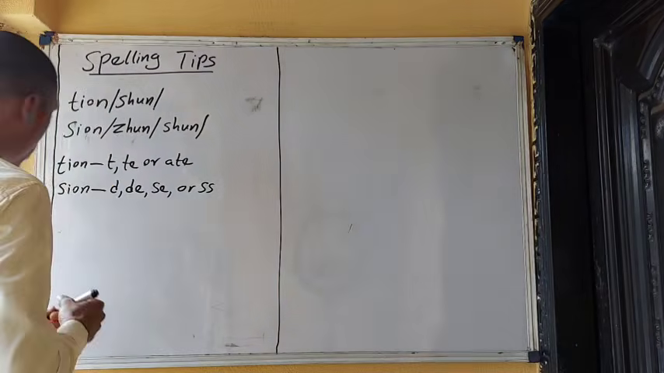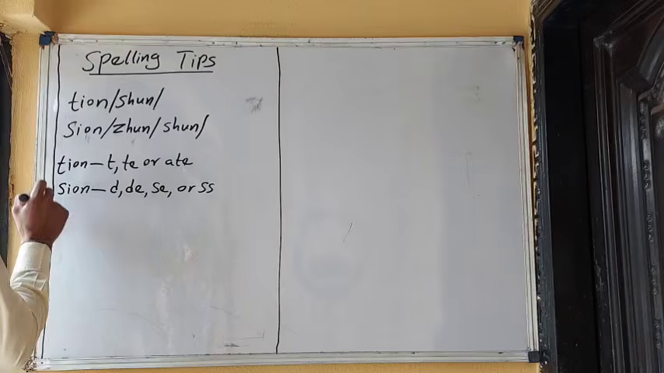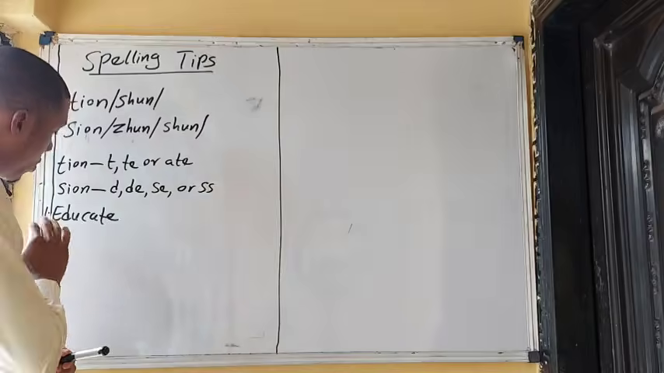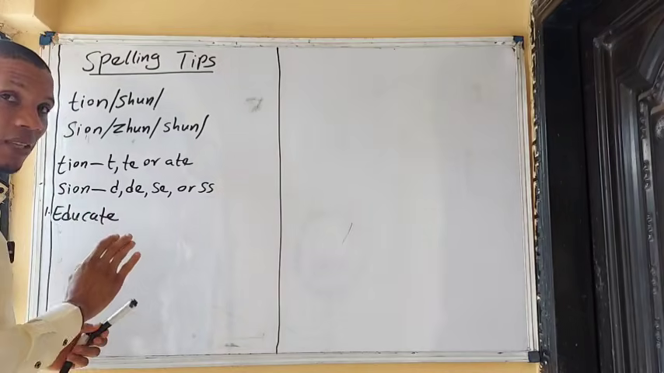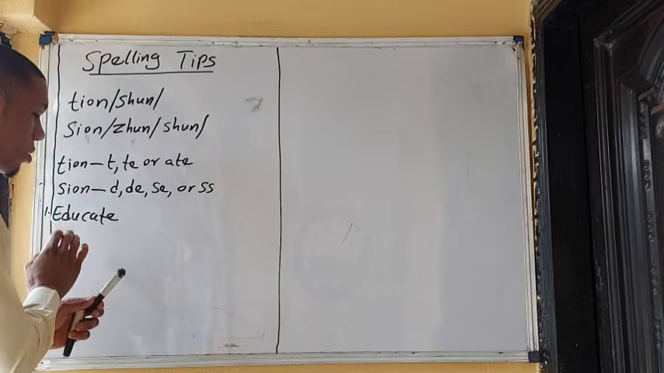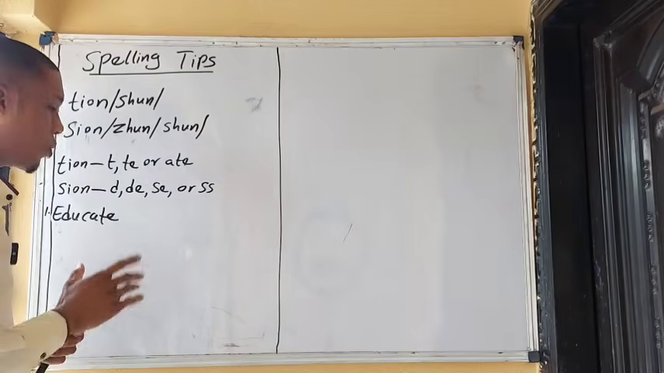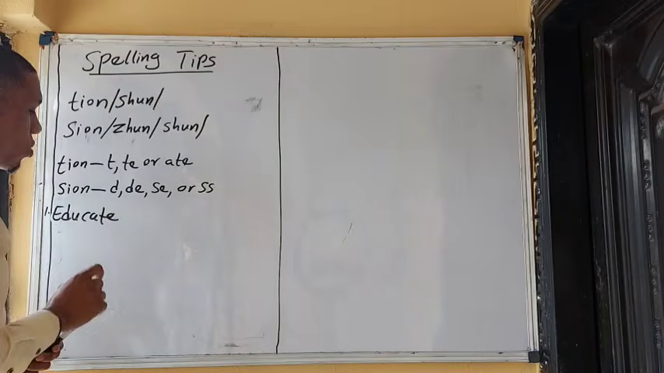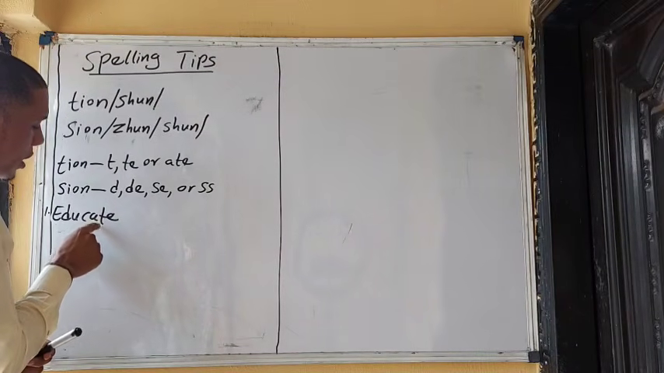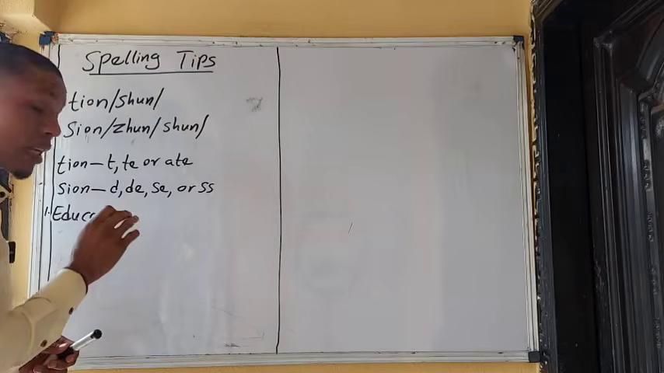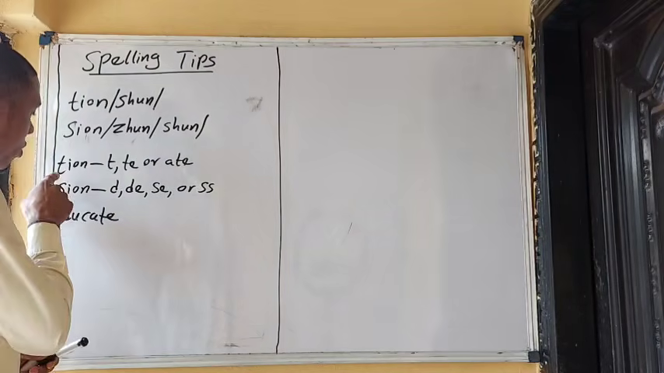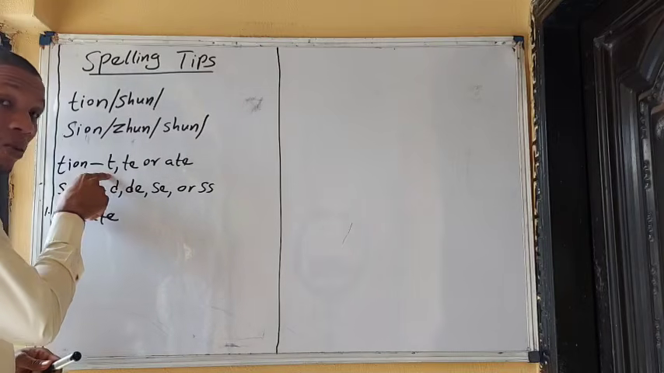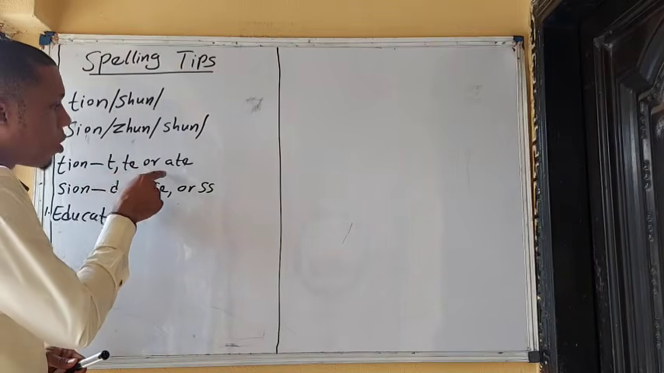So what I mean by base word is this. Peradventure you spell a word, like let's say number 1, educate. You can see now that this word is a noun, and it makes sense. There's nothing you will need to add to it. If you say educate, it's a meaningful word. Now what you do is to add a suffix such as the "shun" to it. Note that this word is ending with ate. So that will not tell you which of the "shun" to use, because we have already told you now that for you to use the tion "shun," the word has to end with t, te, or at.